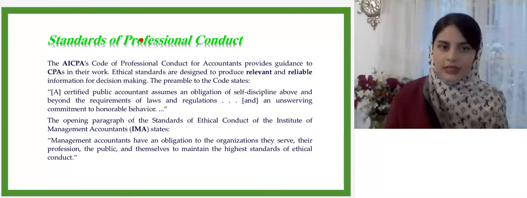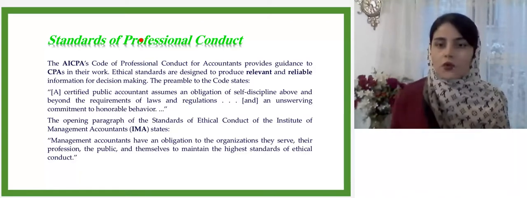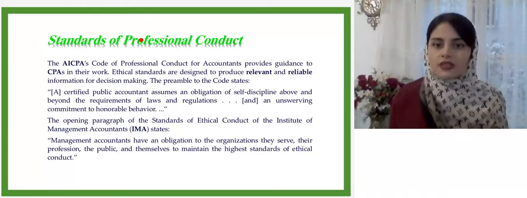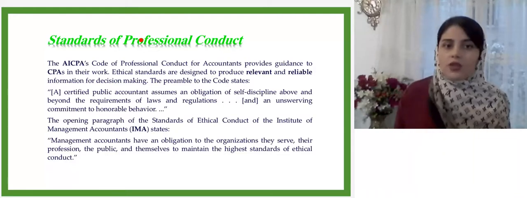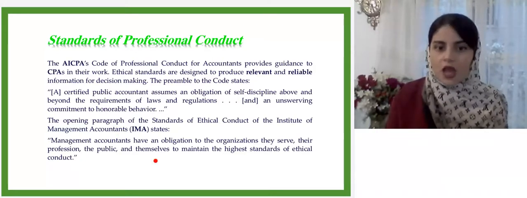Standards of professional conduct. The AICPA's code of professional conduct for accountants provides guidance to CPAs in their work. Ethical standards are designed to provide relevant and reliable information for decision makers. The preamble to the code states, certified public accountants assume an obligation to self-discipline above and beyond the requirements of law and regulations. Management accountants have an obligation to the organization they serve, their profession, the public, and themselves to maintain the highest standards of ethical conduct.